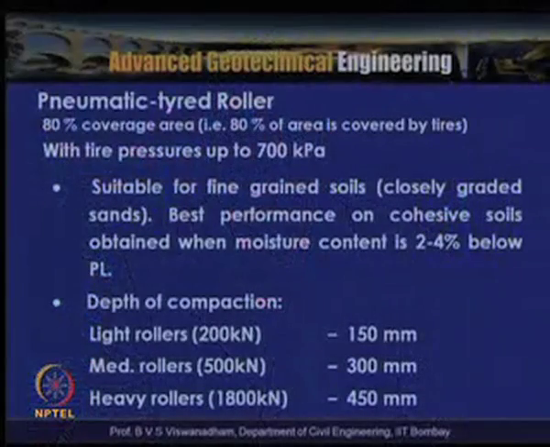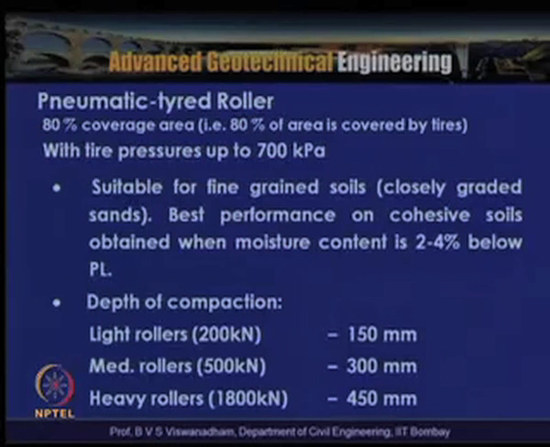Pneumatic tired rollers basically have 80% coverage area. So 80% of the area is covered by tires, with tire pressures up to 700 kilopascals. They are suitable basically for fine grained soils, closely graded sands or silty sands, and the best performance on cohesive soils can be obtained when moisture content is maintained 2 to 4% below the plastic limit.